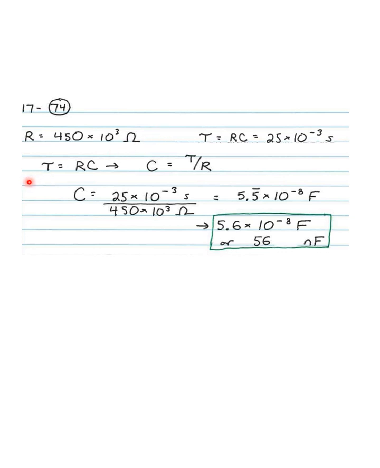So if the time constant is R times C, then C is time constant divided by R. We'll plug in those values, and we get 5.5 repeating times 10 to the negative 8 farads. So let's round that to 5.6 times 10 to the negative 8 farads, or 56 nanofarads.